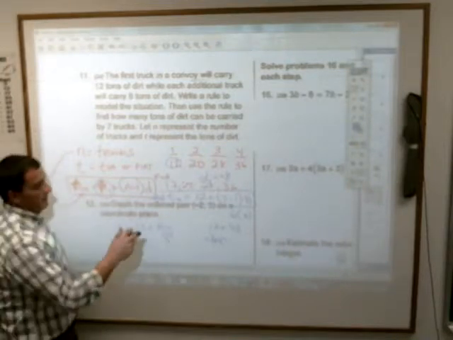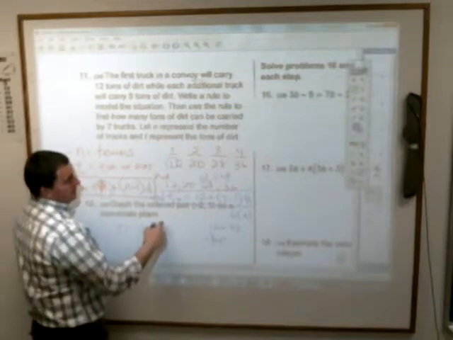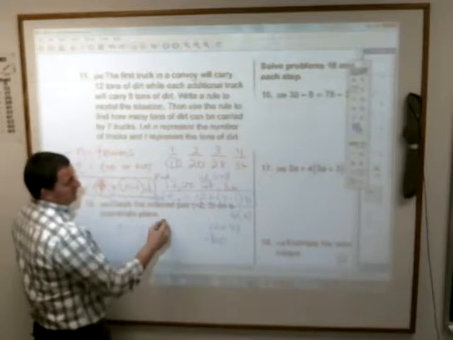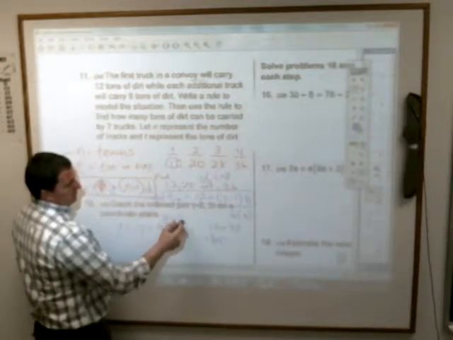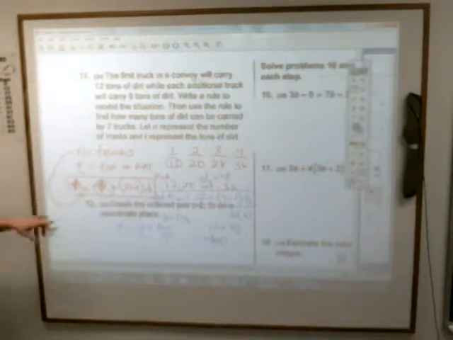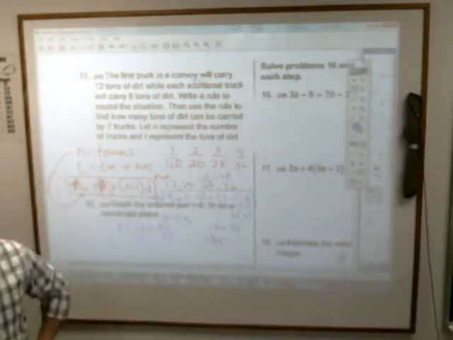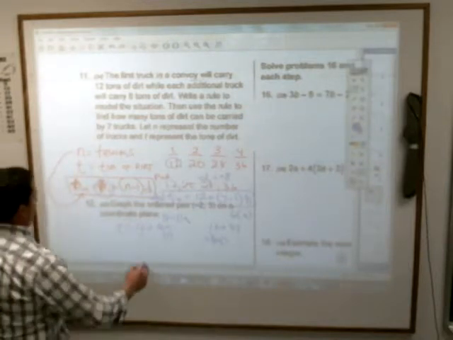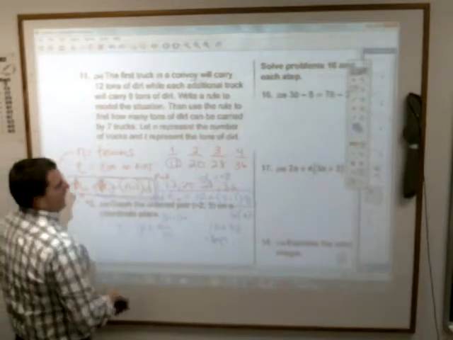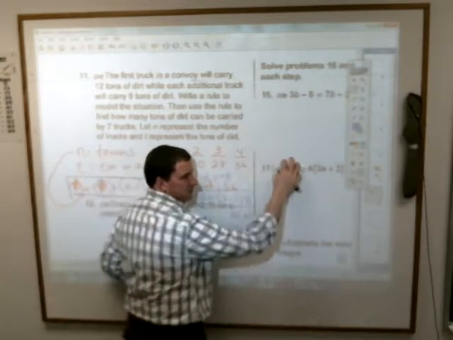You really did the same thing, except you have to remember the 12 already takes care of that first truck. That's why you subtract 1. Depends on what you said n was. It should have been t, and that's your tons of dirt. Again, I would write just this little formula down. I might give you half credit for this and half credit for the right answer, because you could have gotten the right answer just by doing it.